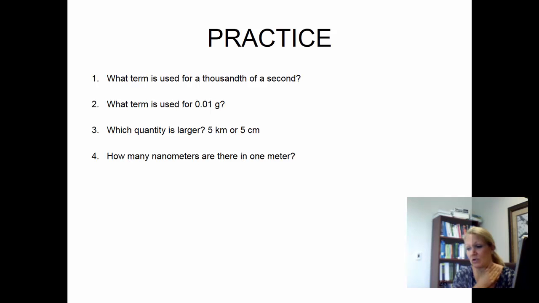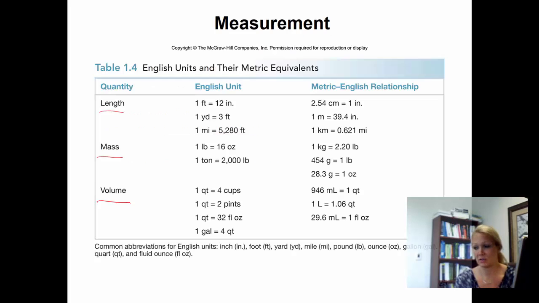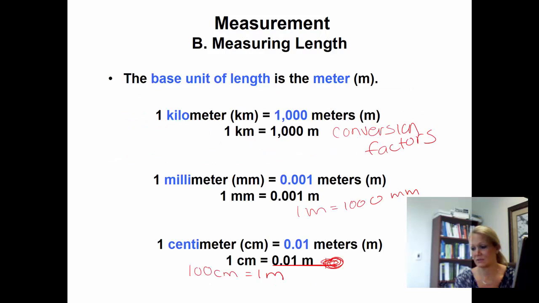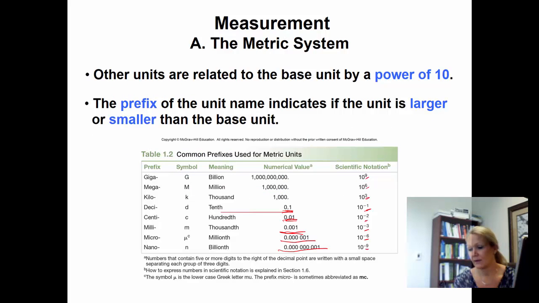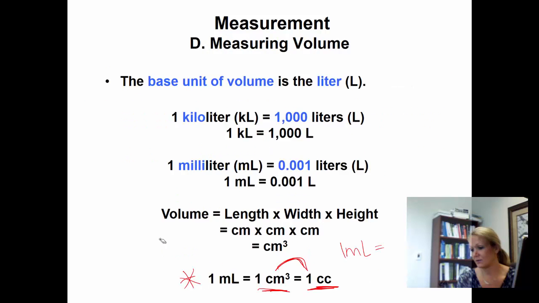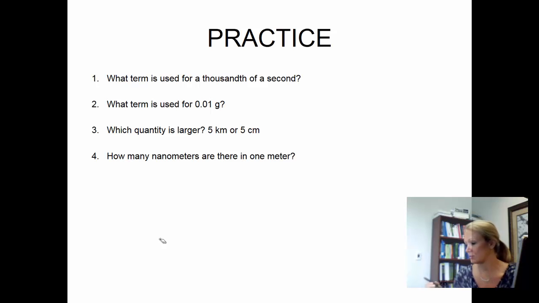So if we look at what term is used for 1,000th of a second, you may already know this one, but if you look back at our prefix table here and you go down and look at 1,000th, that is milli. So there's 1,000 milliseconds in a second, and so our answer here would be millisecond.